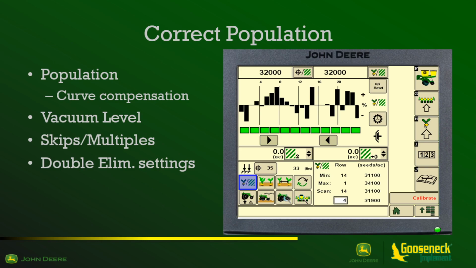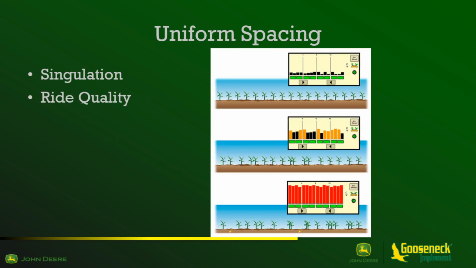Okay, so correct population. We want to strive for that right population, and one of those ways is first off just doing inspection on our drive units, our vacuum level. Our skips and multiples make a huge difference on our population, and like our double eliminators. One thing that has really helped now with the electric drive row units is this curve compensation. So we're able to speed up the outside rows when we're making a curve and slow down the inside rows to get the correct population across the whole planter.